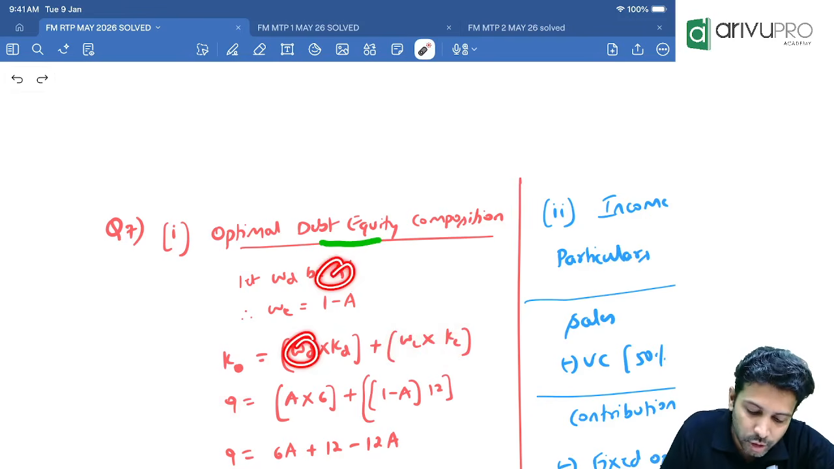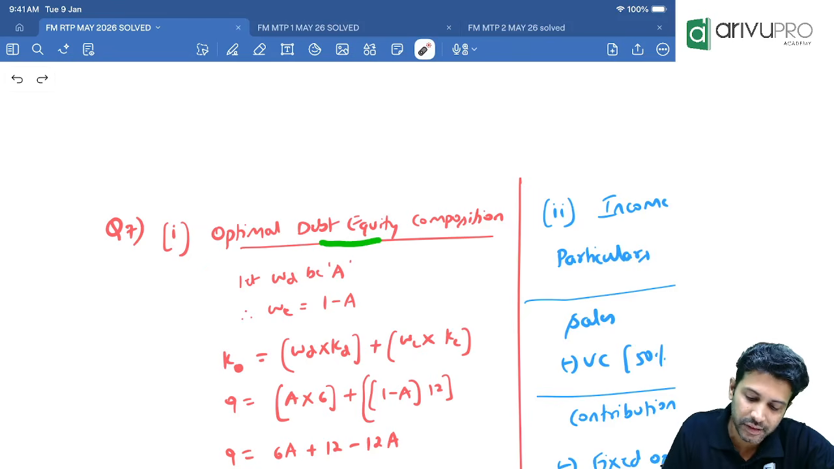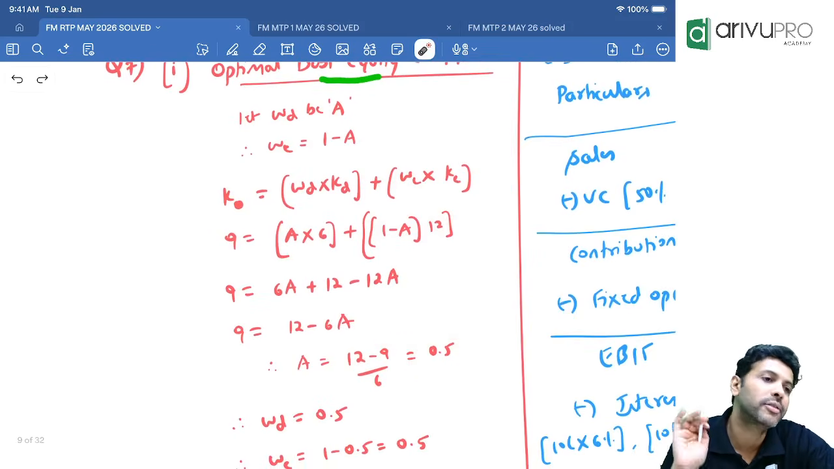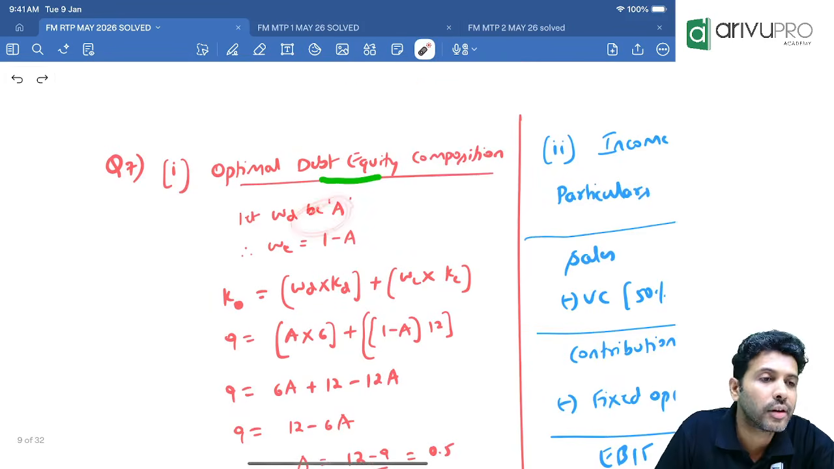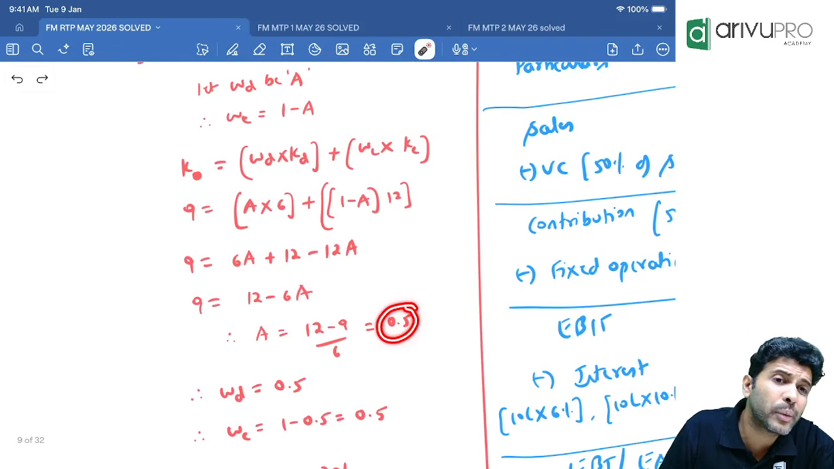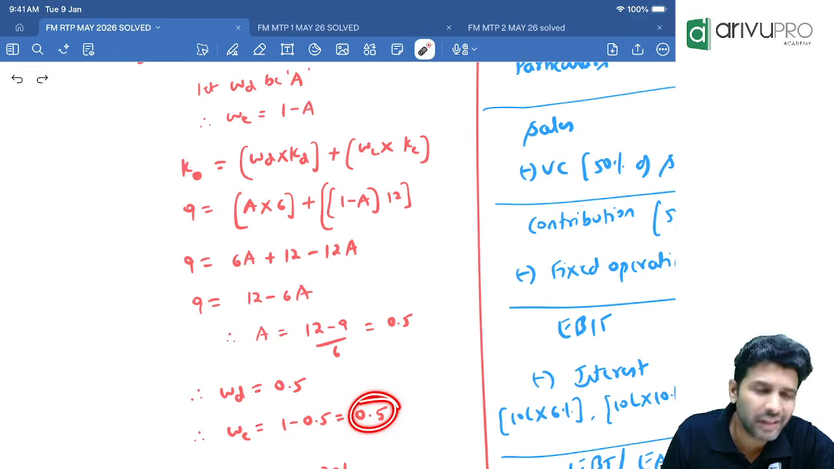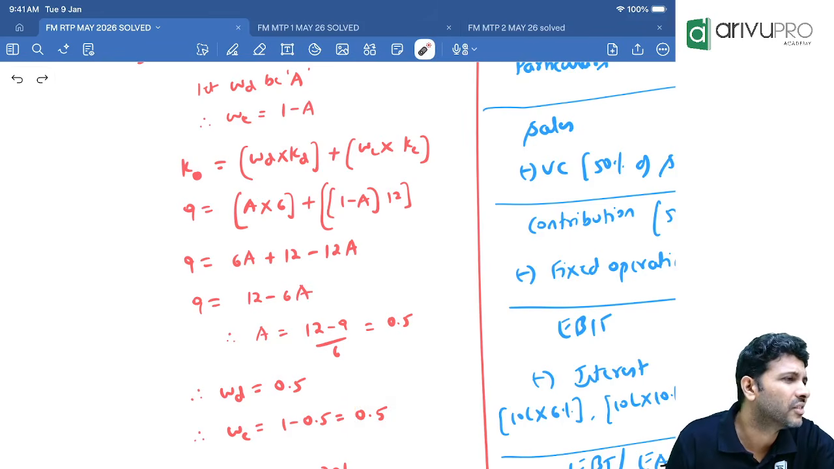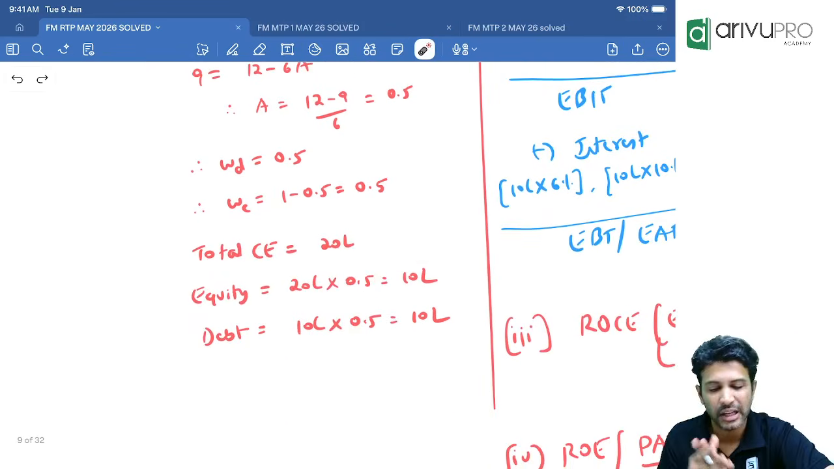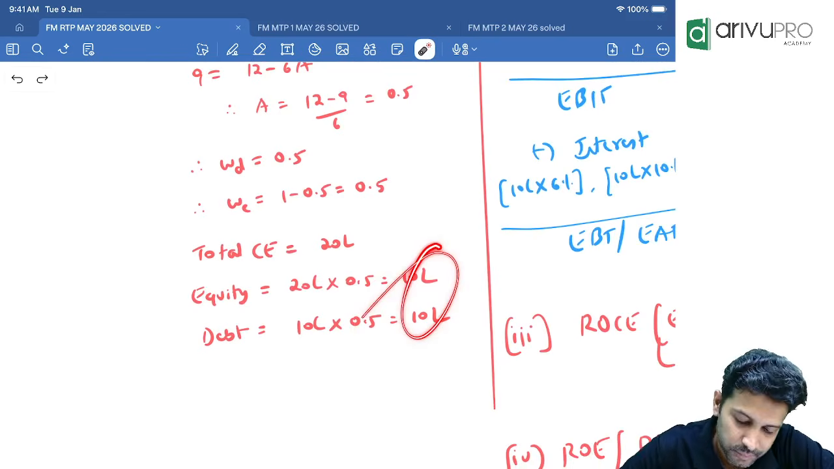Weight of debt, I've assumed it to be A. Cost of debt is 6%, given. The weight of equity will be 1 minus A into 12. Solve and you will get A to be 0.5. A is the weight of debt, so the weight of debt is 0.5, which means the weight of equity is also 1 minus A, which is 0.5. That means the combination is the same. Total capital is 20 lakh, and the weightage is the same, so the value of equity is 10 lakh and the value of debt is also 10 lakh. That's the first requirement.